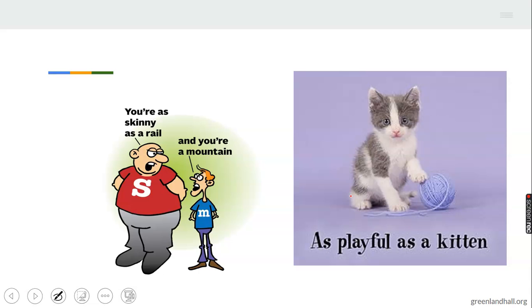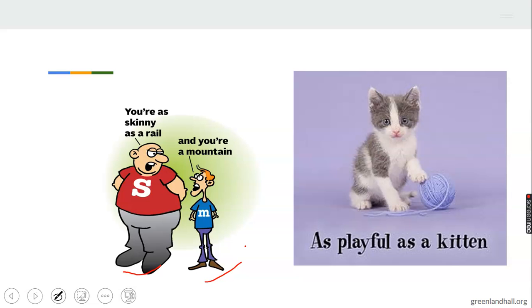Look at this one. This man is telling this other person, you are as skinny as a rail. And what did this one say? This one says, and you are a mountain. The two of them are abusing each other. This one says you are as skinny as a rail. A rail is where trains move on, or just a rail, like a piece of metal that can be at the balcony. Okay, as skinny as a rail. And this one says you are a mountain. You know, mountains are big.